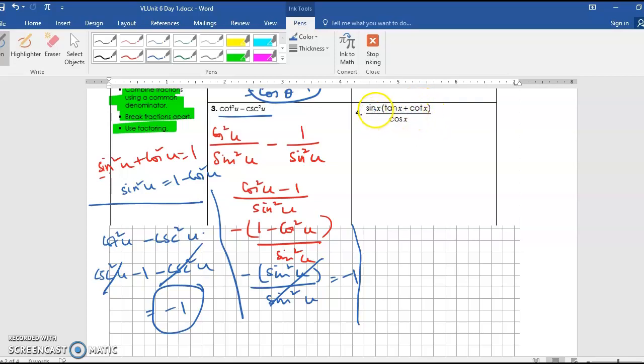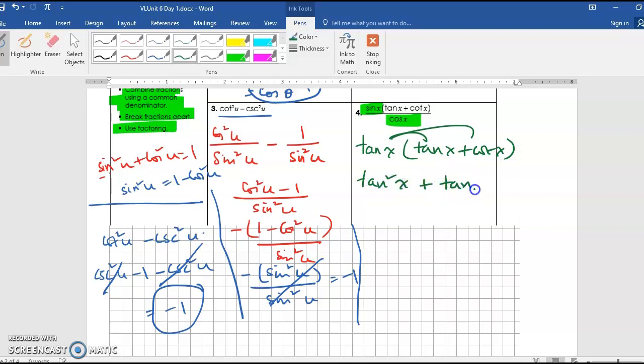But if you actually see here, sine over cosine is actually tan, right? So you can actually write this as tan x times tan x plus cot x. And then distribute this over, right? And when you distribute this, you'll get tan square x plus tan x times cot x. Okay, see, these two are reciprocal functions. So actually you're multiplying with each other. This becomes 1. So this becomes tan squared x plus 1.